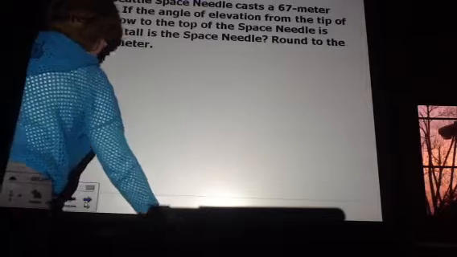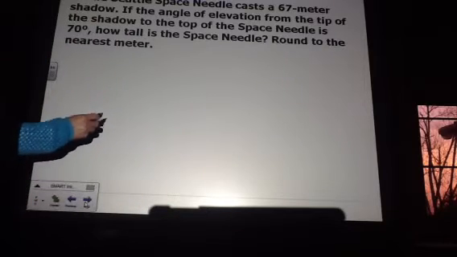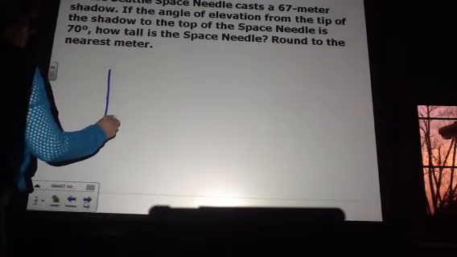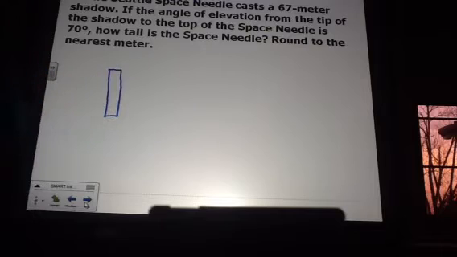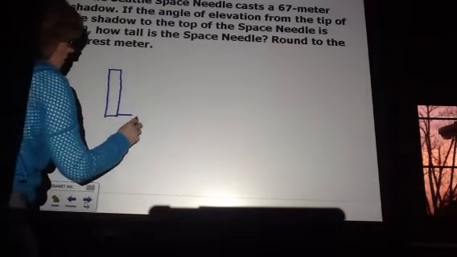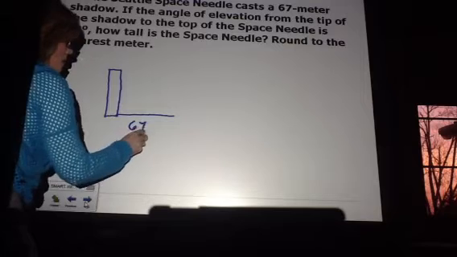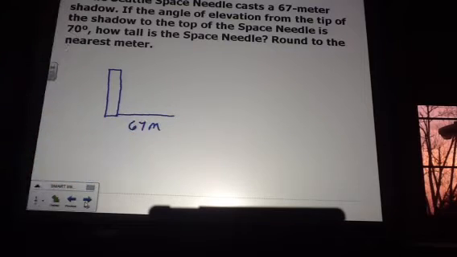Okay, so I'm visual. I need to draw a diagram. So I'm going to draw the Space Needle. I don't know what Space Needles look like, but that's my Space Needle. It cast a shadow of 67 meters. So here's the shadow, and it's 67 meters.